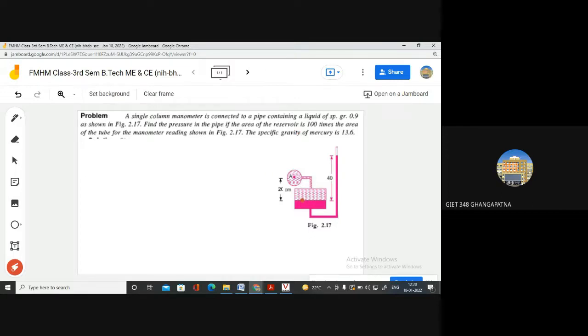Now the specific gravity of mercury is also given to you here. So you have to find out what is the pressure in the pipe. Clear? So actually what he's saying to find out is the pressure at point A. Clear? What is the pressure at point A? That you have to find out.